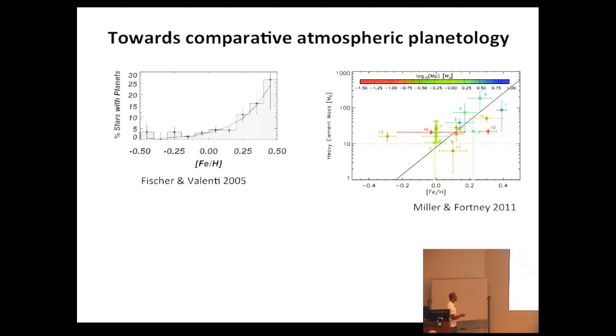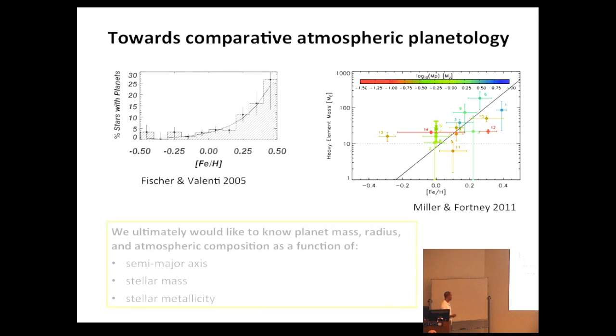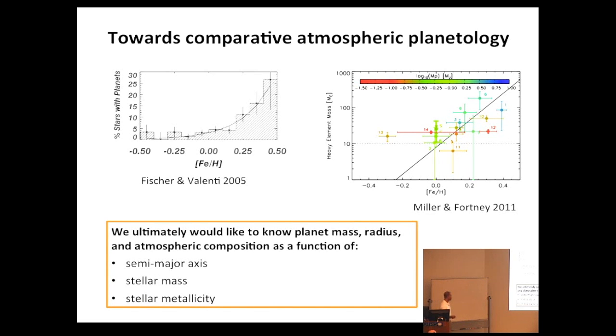The point is not this stuff, but the point is saying this is the kind of thing that we should try to do with atmospheres, right? We should start looking at atmospheres as a function of all sorts of different properties. And so I just list a few of these things that we'd like to do, right? We'd like to know, ultimately, planet mass, radius, atmospheric composition as a function of a whole host of different properties. That's not something that's going to happen tomorrow, right? But this is the thing that we should be driving towards.